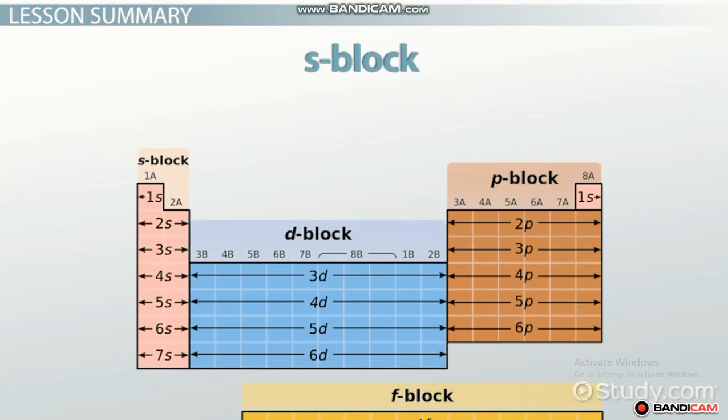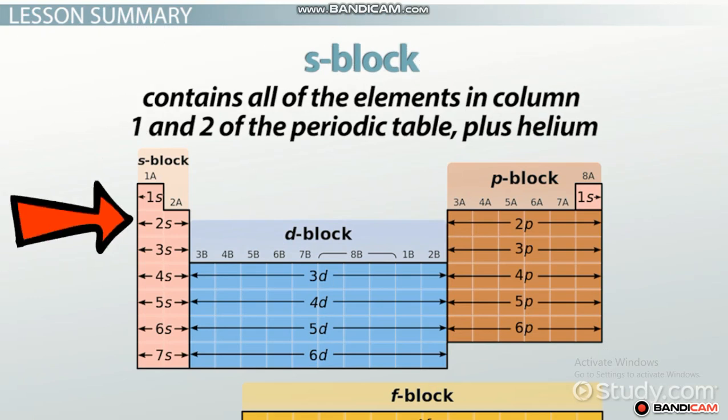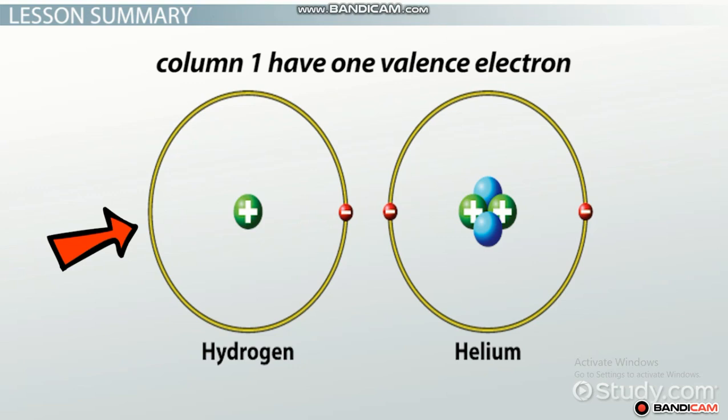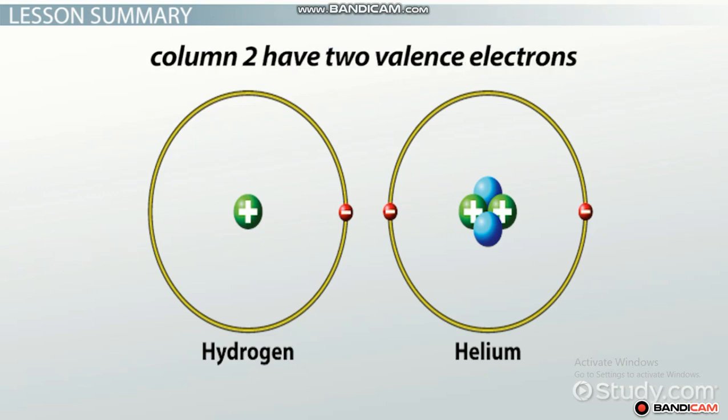The S block on the periodic table contains all of the elements in column 1 and 2 of the periodic table, plus helium, which is the topmost element in column 8A, or sometimes column 18. S block elements are the elements with valence electrons in the S orbital. Elements in column 1 have 1 valence electron, elements in column 2 have 2 valence electrons.